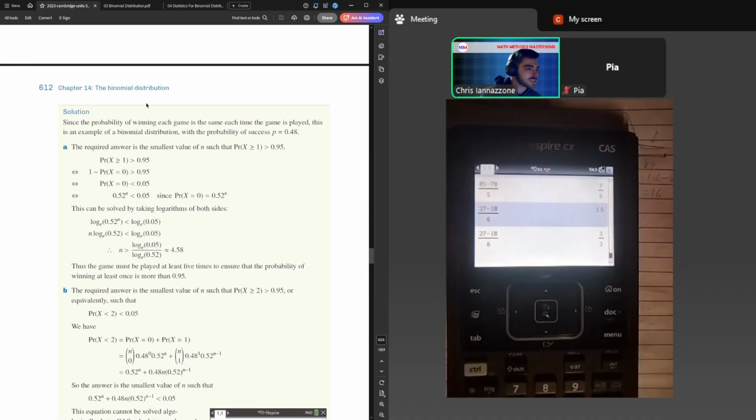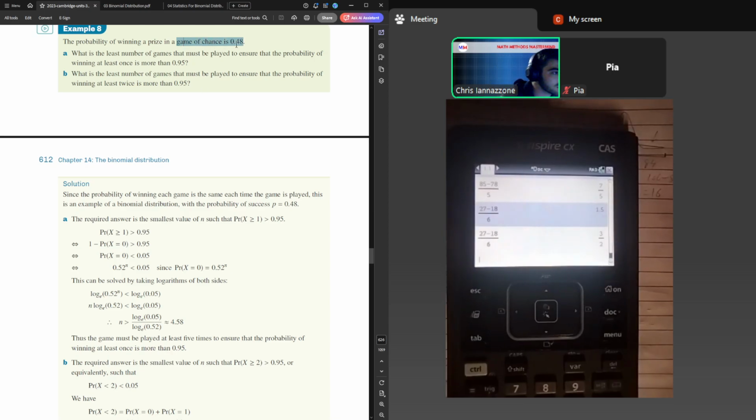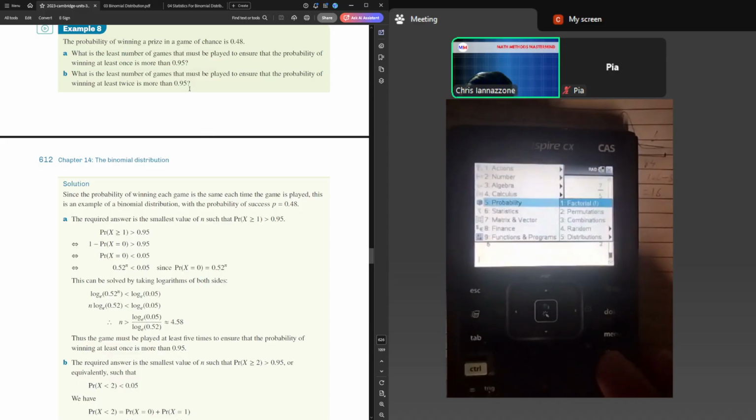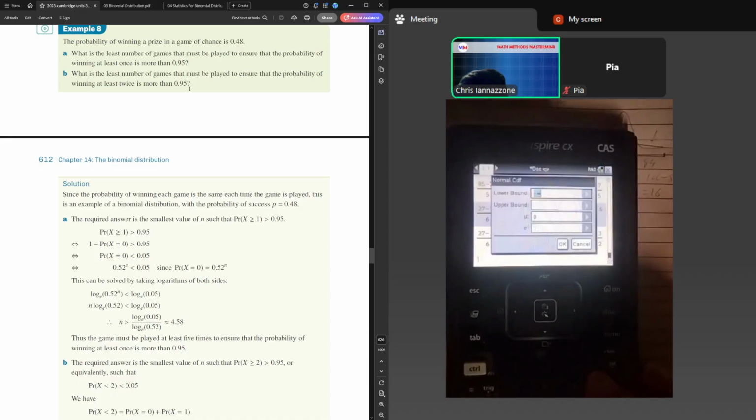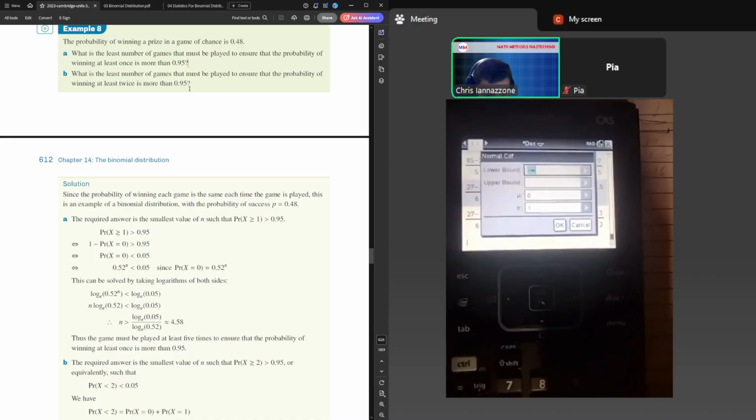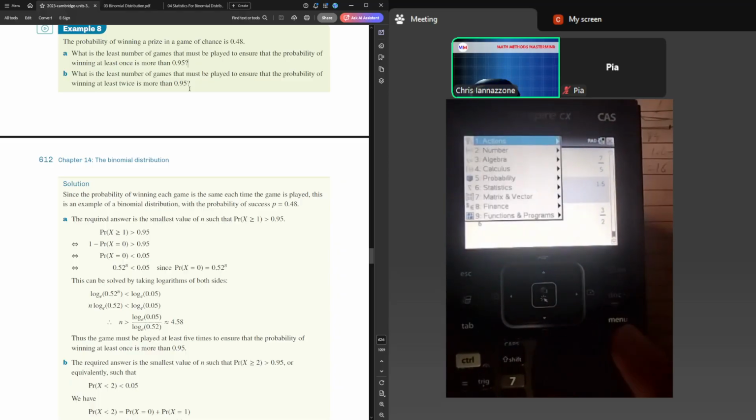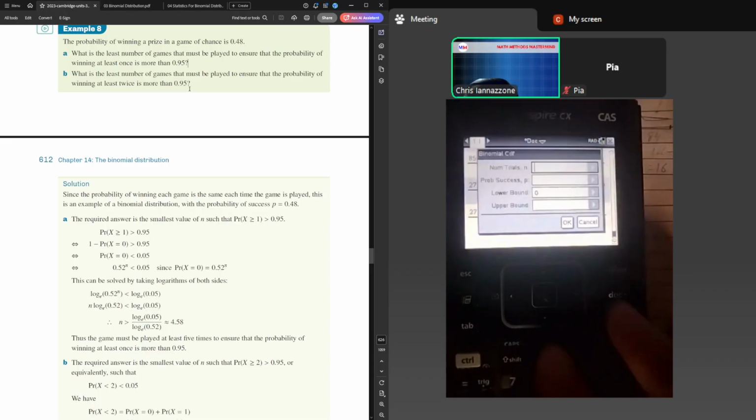So the goal is, okay, let's see. Probability of winning a game is 0.48. What's the least number of games that must be played to ensure winning at least once is more than 0.95? So if you wanted to hack your way through this, you basically just go through your CDF and keep testing different values of n. Sorry, that's normal. I should do binomial PDF.